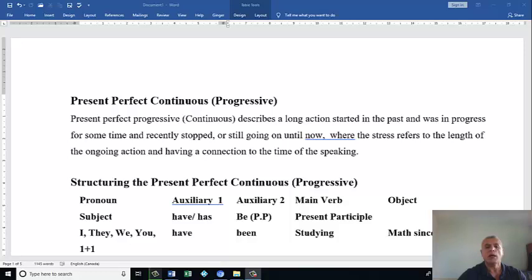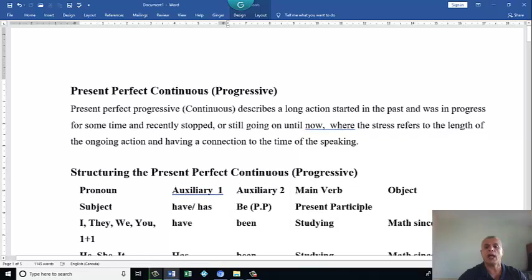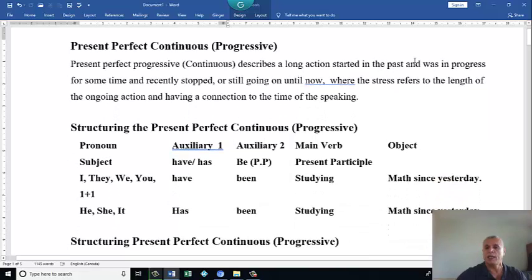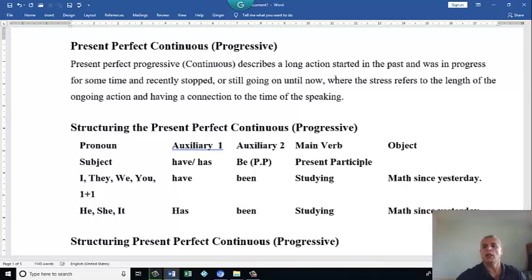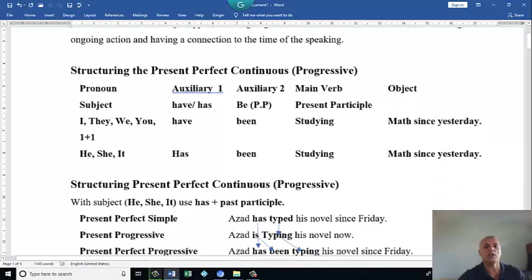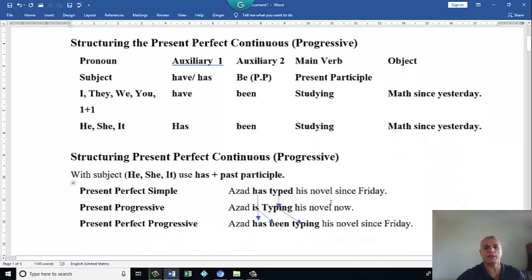Present perfect progressive, or continuous, describes a long action started in the past and in progress for some time, and recently stopped or still going on until now, where the stress refers to the length of the ongoing action and having a connection to the time of speaking. For example, how we construct the present perfect continuous or progressive.